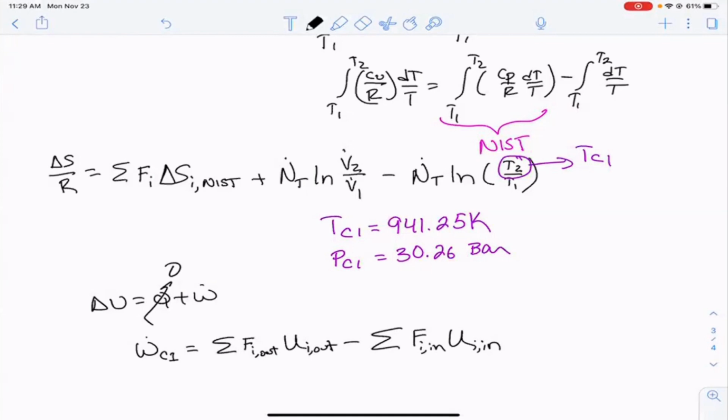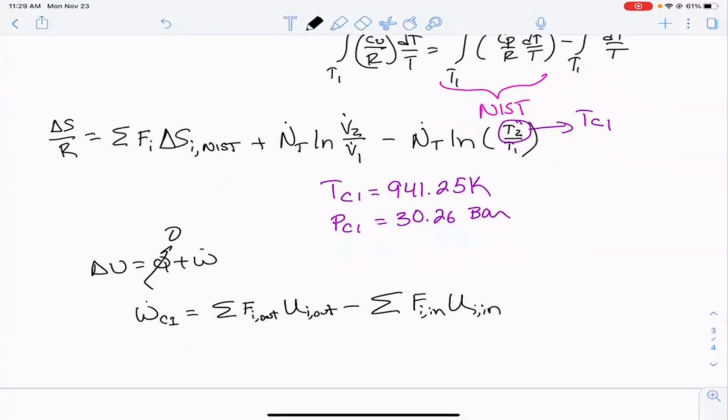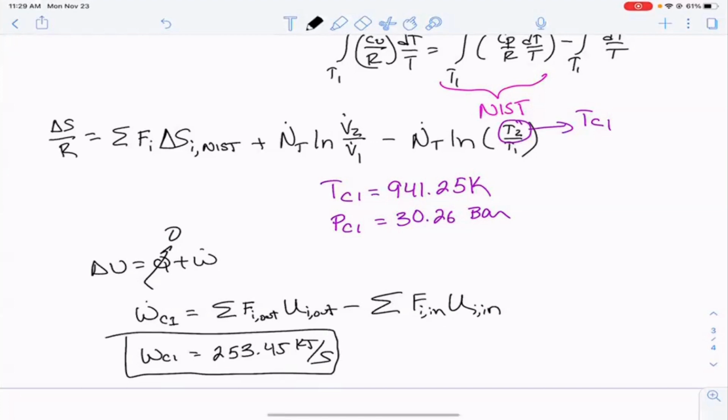And so if we do that, we can actually easily find the changes in the internal energy and find that WC1 is then equal to 253.45 kilojoules per second. So we actually have the work term for the compression. Okay.